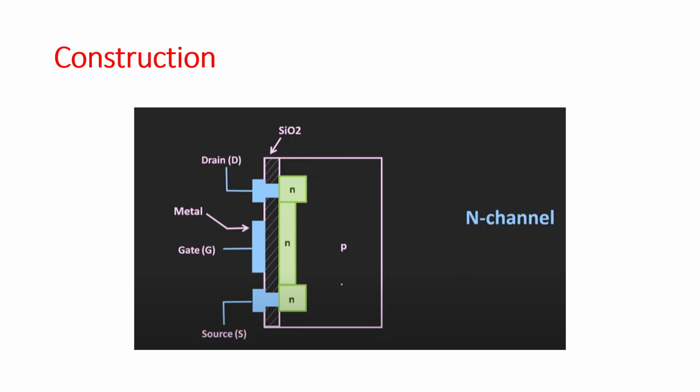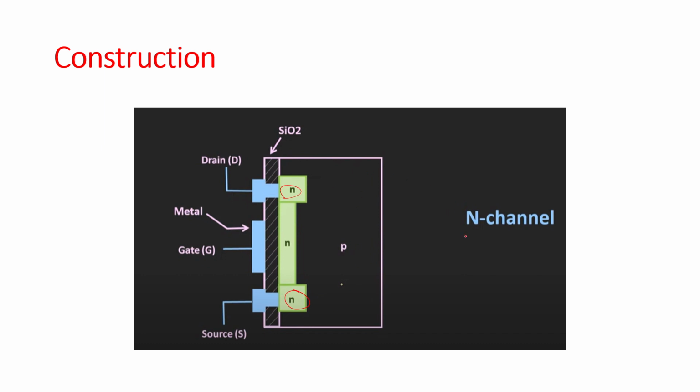The same structure which we discussed in enhancement mode, but here in the presence of channel between drain and source. So as you know, there are three terminals: source where the majority charge carrier enters the channel, and drain where the majority charge carrier leaves the channel, and the gate which is isolated from the substrate, but drain and source which are diffused into the substrate.